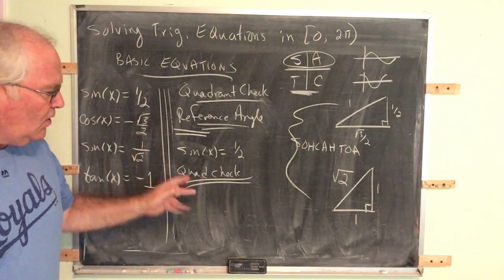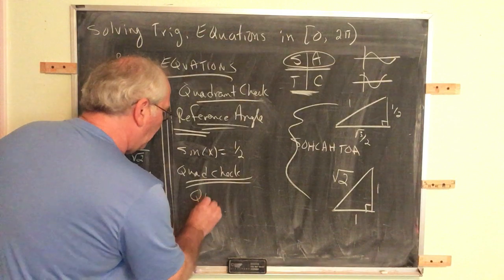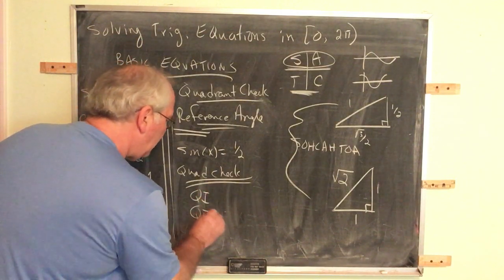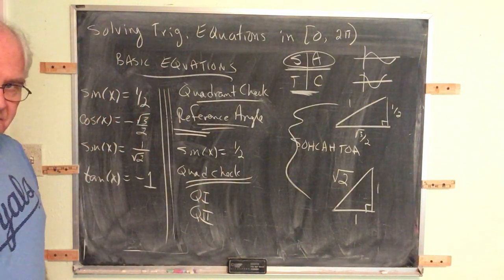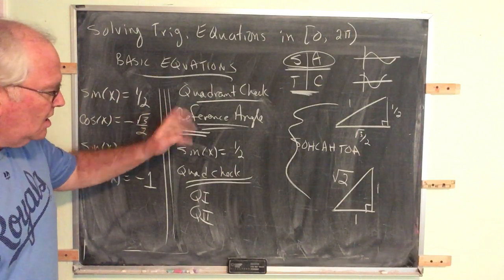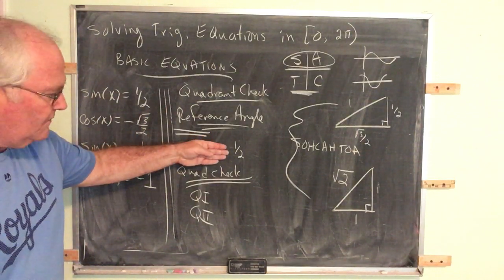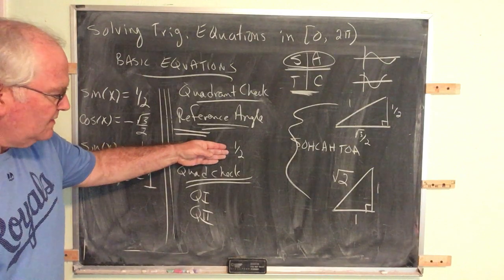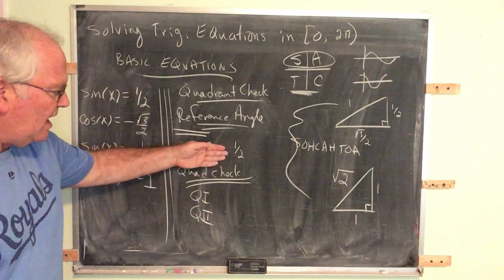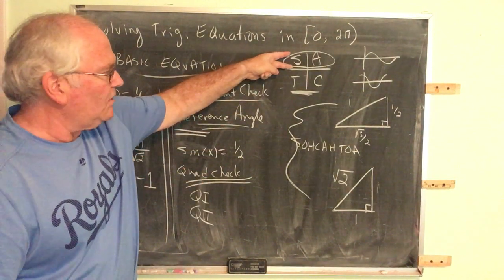So write that down. Quadrant check. There's going to be a quadrant 1 solution and a quadrant 2 solution. So all you need to know is, is that positive or is that negative? It's positive. So when is sine a positive number? Sine is positive in quadrant 1 and quadrant 2.